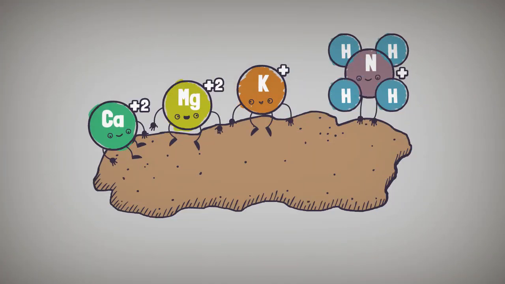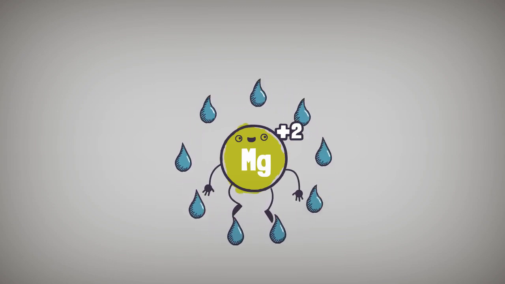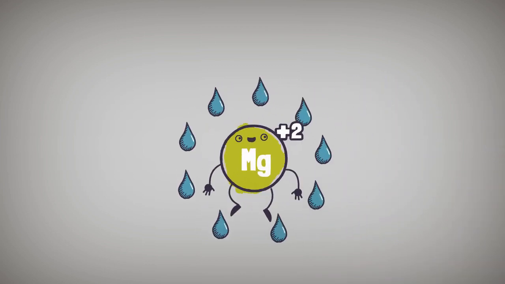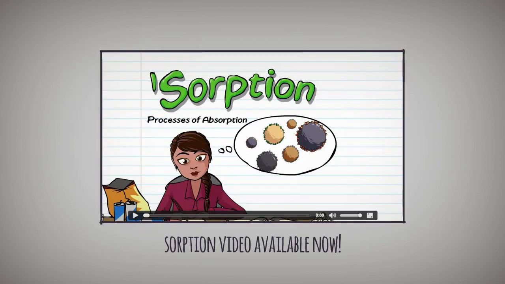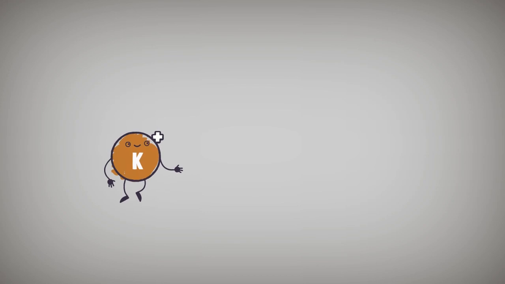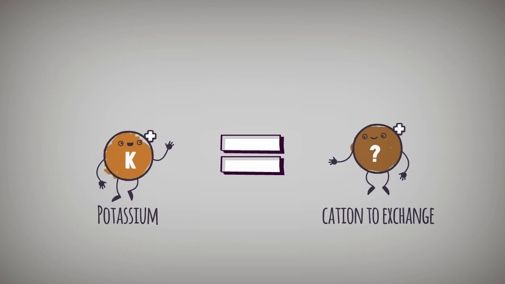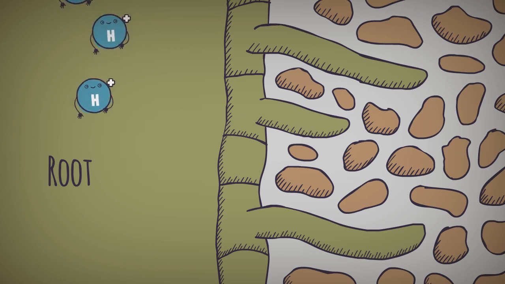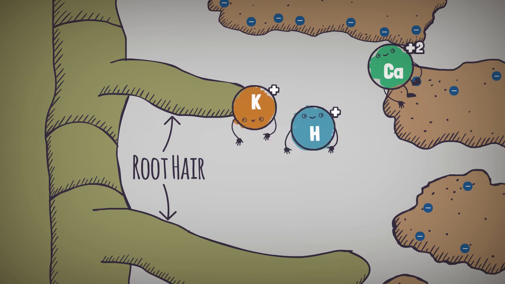Good. No more leaching. But like the balloon on the wall, the nutrients are only temporarily held. In fact, there's actually a shell of water molecules that forms around the cation, preventing it from bonding permanently. This shell is often called a hydration sphere. But that's a whole other video. So, back to cations. Basically, if a plant wants a nutritious cation like potassium, it will need to exchange it for another cation or cations of equal charge. Luckily, plants produce hydrogen cations that they can exchange. One hydrogen cation for one potassium cation.